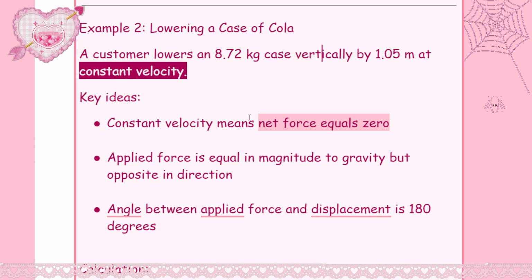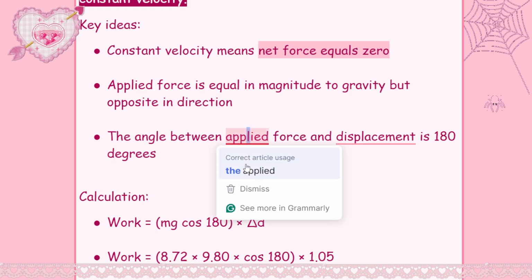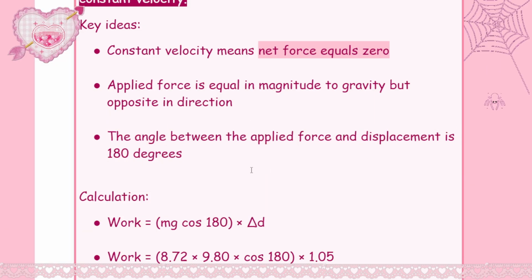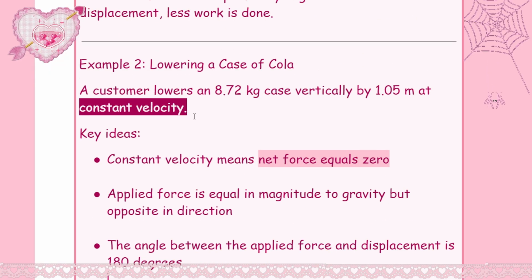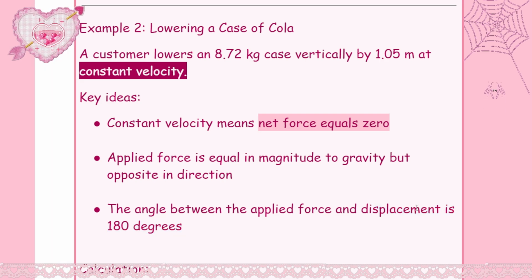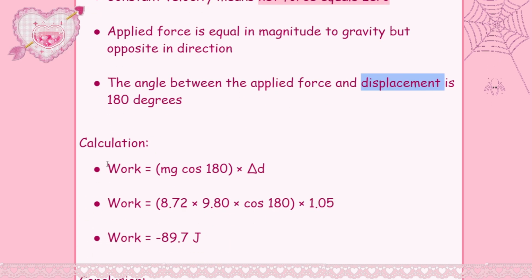Constant velocity, bam, we gotta talk about it. So we know that our applied force is equal in magnitude to gravity, but opposite in direction. We know that because it's a constant velocity, no force is overcoming the other, it's equal and opposite in direction. Thus, the angle between the applied force and the displacement is 180 degrees. Why is that? We are going down, but we are applying force upwards to prevent gravity from just continually accelerating it down, so we're actually pushing it up, but we're moving it downwards, which means that the angle between applied force and the displacement is 180 degrees.